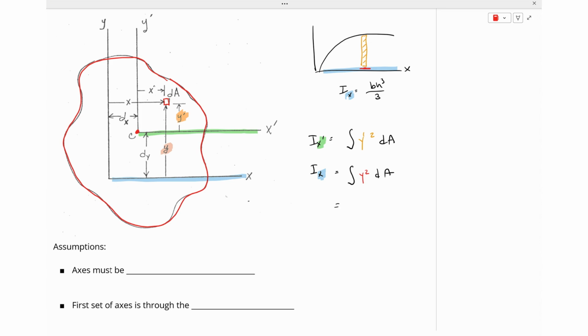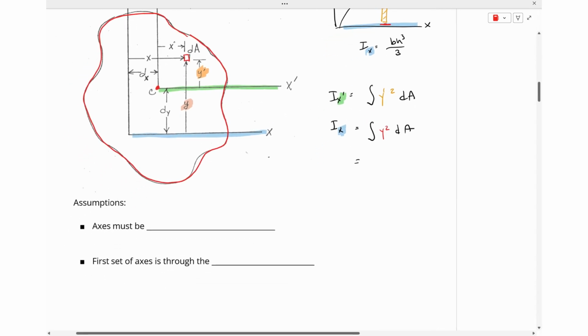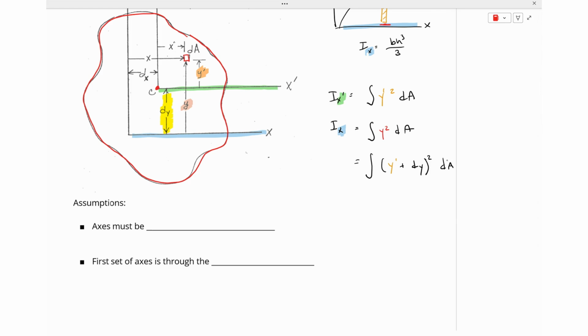Now, if you look at building the blue one and connecting it to what's happening in the green one there, you're going to see that we have a relationship between y prime and y, and that's going to be this. Instead of saying y, we're going to say, how does that relate to y prime plus something that's listed here, and that's going to be this dy value. dy is how far did we shift from one axis to another. All that's going to be squared times dA. So you'll see that this value of y is equal to y prime plus dy there.